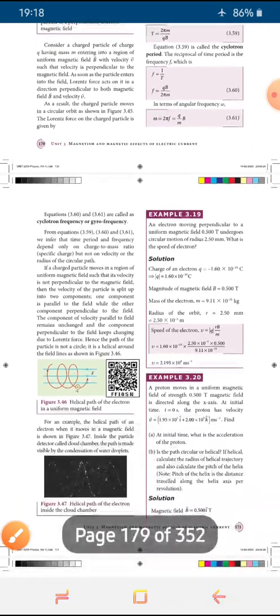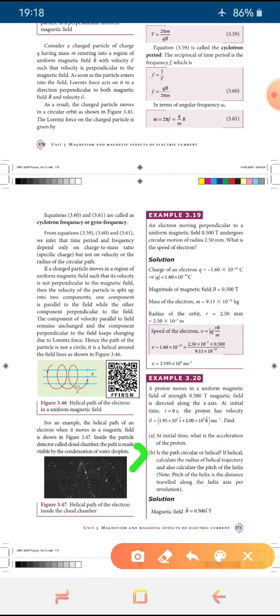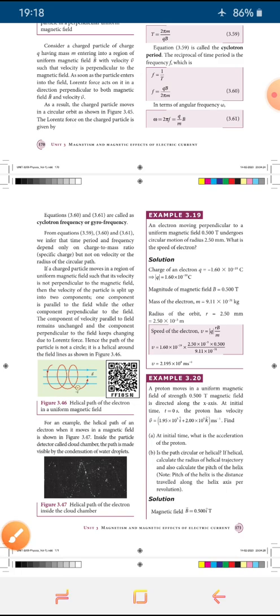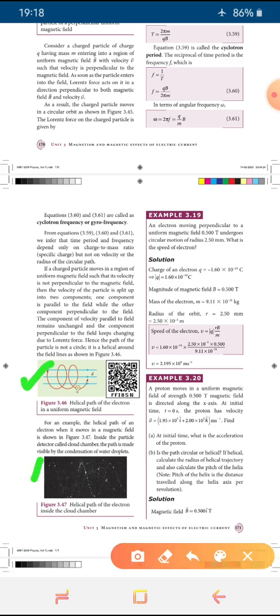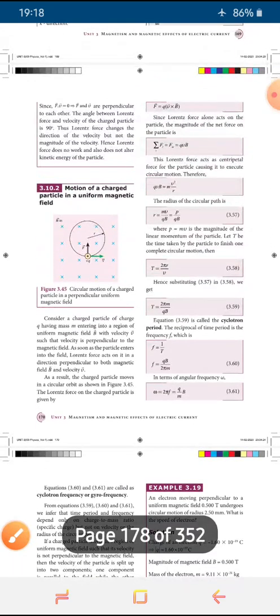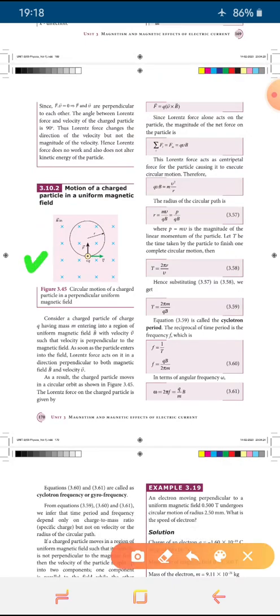Now we will mark the question and answer. You can mark this answer from topic 3.10.2, and it ends at the water droplet. You have to draw this diagram, not use the photocopy. So write the question: explain about motion of a charged particle in a uniform magnetic field. This is also an important question and a very easy derivation.